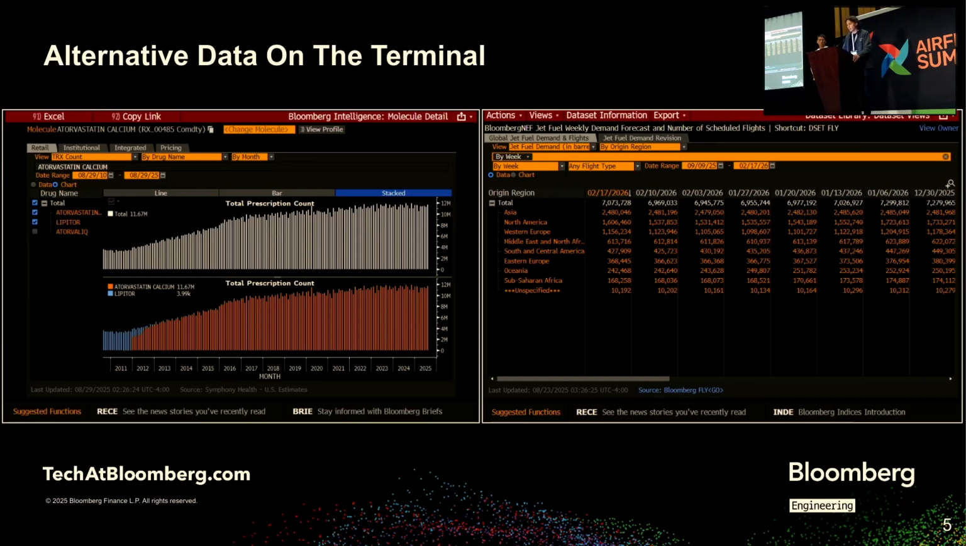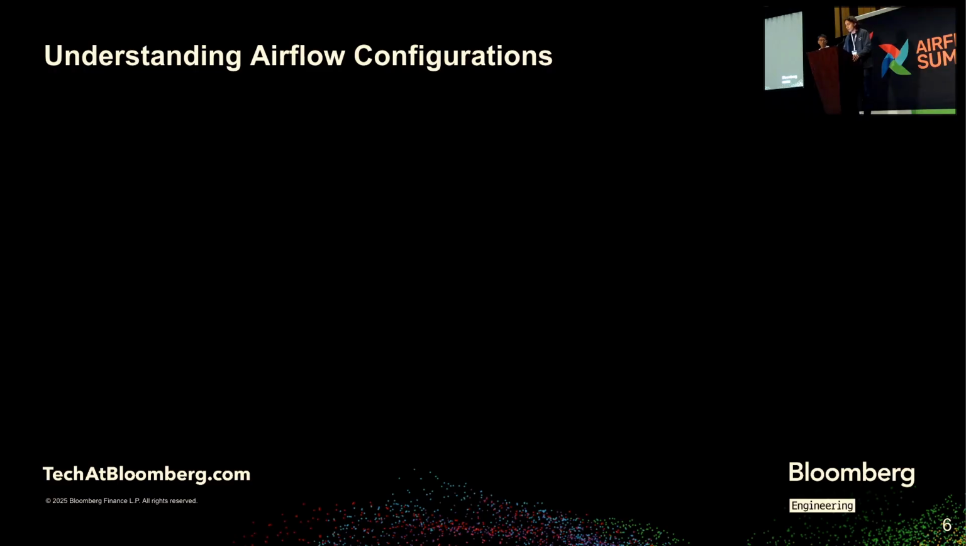Once that data is ingested into our system, it can then be seen on various graphs and dashboards on the Bloomberg Terminal. Here you can see the previously mentioned pharmaceutical and airline flight forecast data in action. Clients will basically use this information to make decisions on their portfolio allocations. The focus of our talk today will be revolving around Airflow configurations.